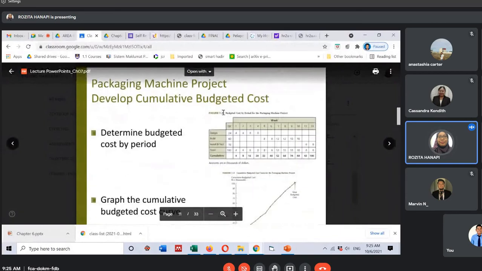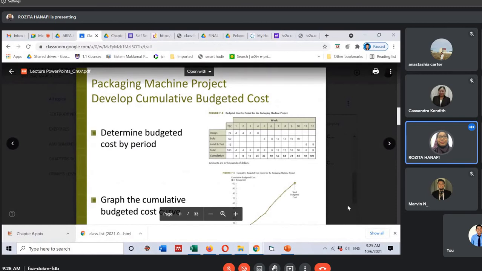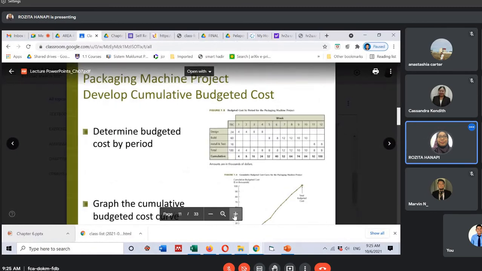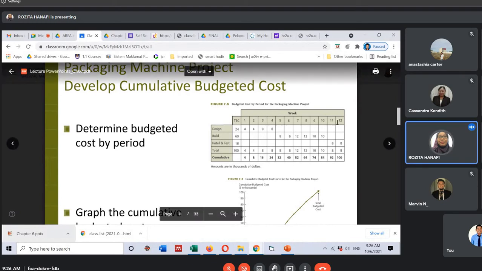How do you calculate the cumulative budgeted cost? Okay, this one is the example. This one is the packaging machine project, and it is the weekly plan. Okay, so we have week 1 until week 12.